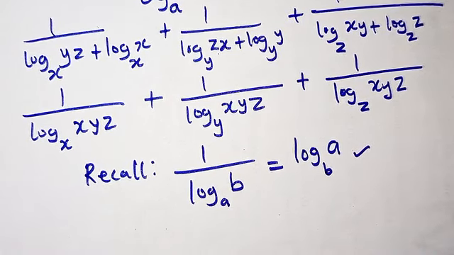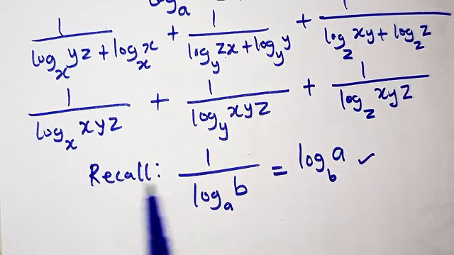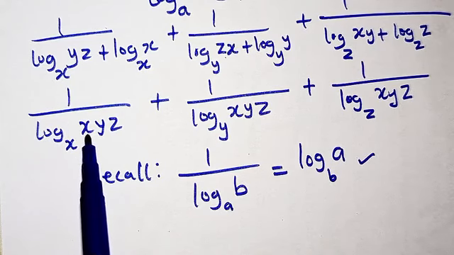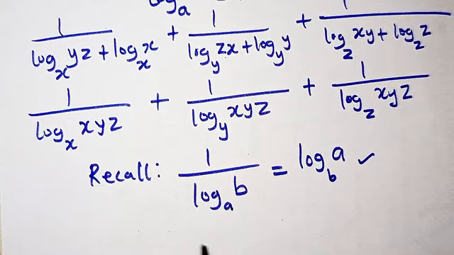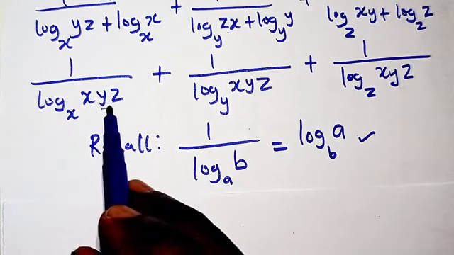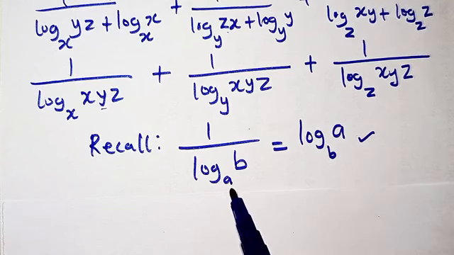So once you have the law there, when you look at this now, we are going to apply this law here. We have 1 over log base x of xyz, so therefore we are going to interchange this. Using this fact, xyz will be like my b, and x will be like my a. Are you getting it now?